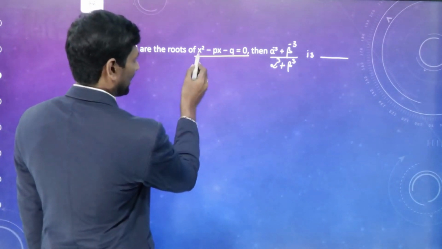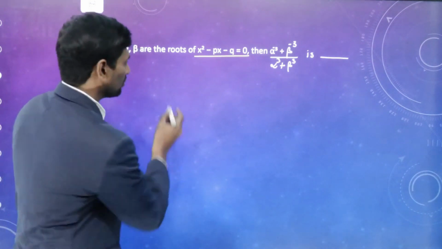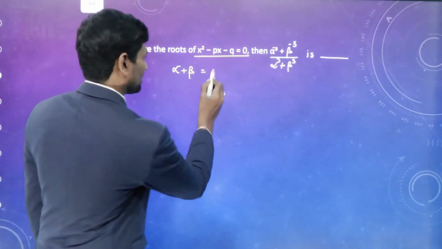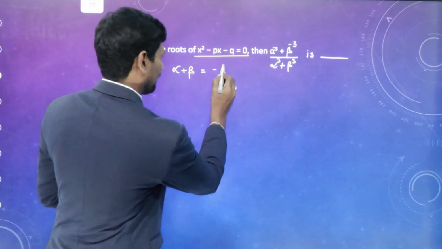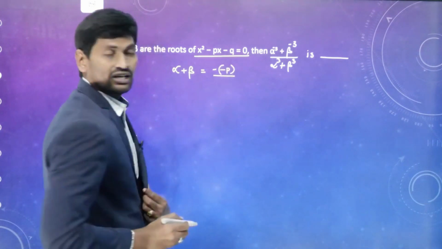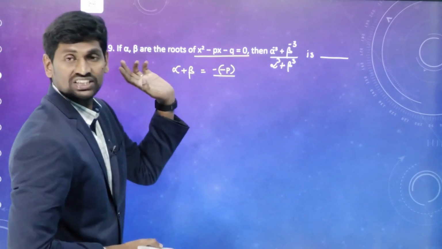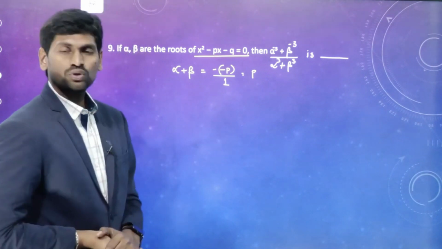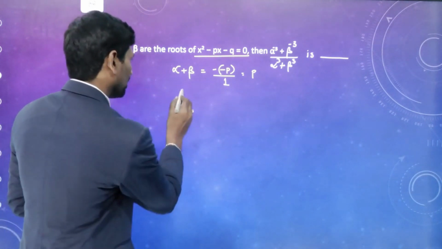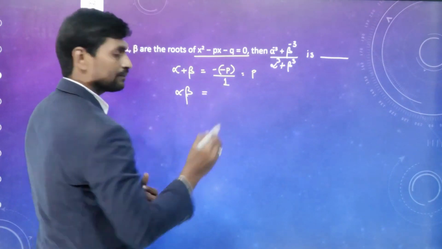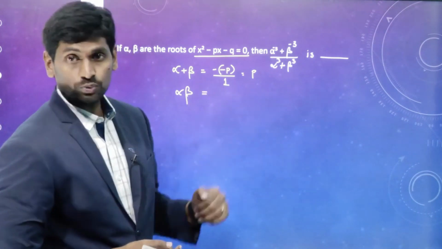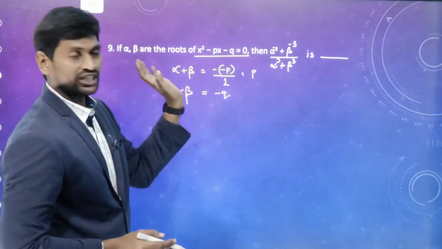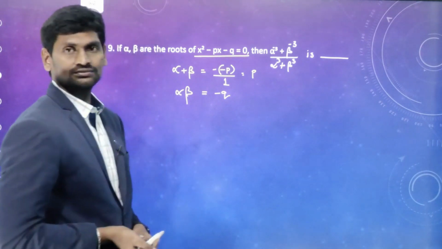The quadratic equation x square minus px minus q equals to 0. The sum of roots alpha plus beta, formula minus b by a, right? Minus b value is minus p. A value means x square coefficient 1. Now minus or minus become plus. So sum of roots value plus p. Now product of roots alpha into beta, constant term by x square term. What is constant term here? Minus q, over x square coefficient 1.